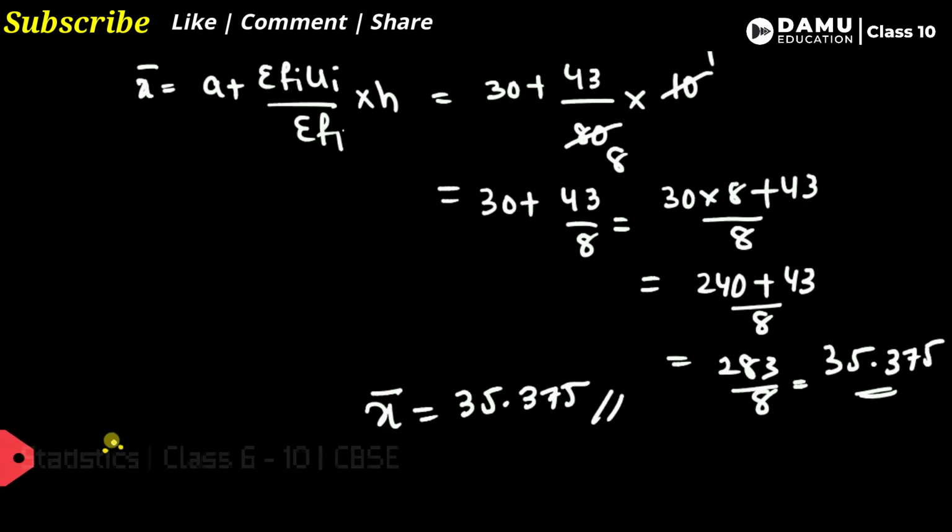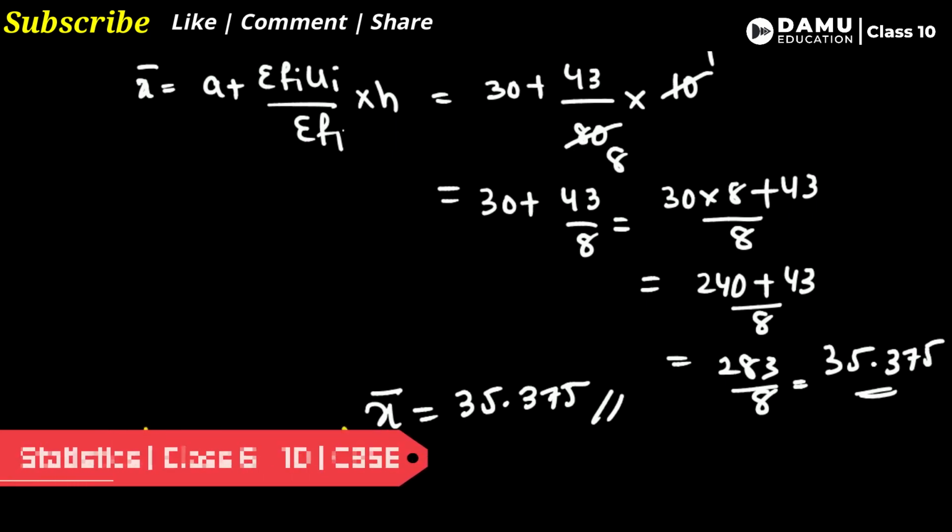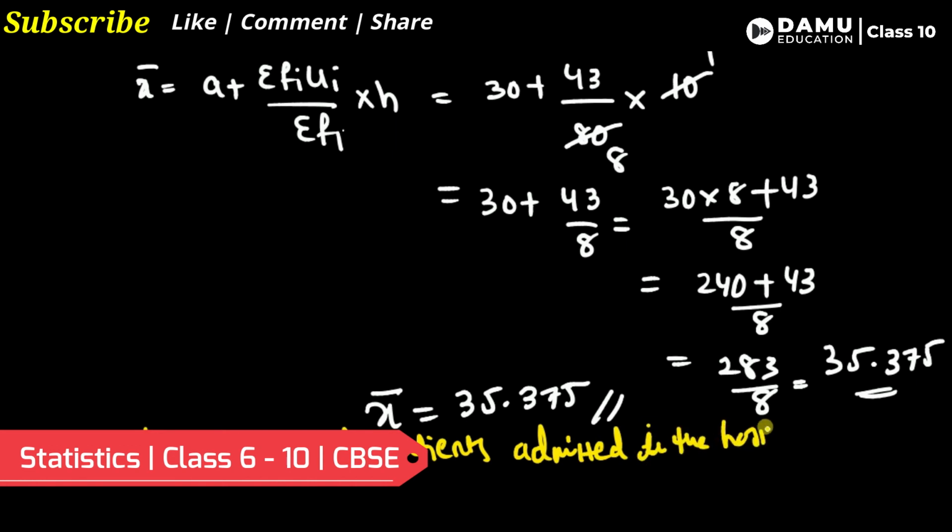So what you can say, therefore, the average age of patients admitted in the hospital is 35.375 years. So this is the mean. Let's move on to this.